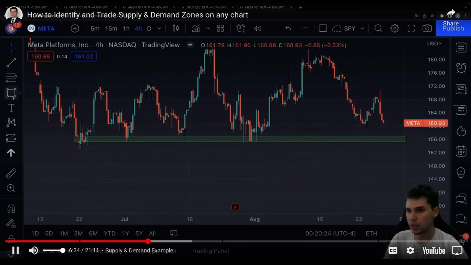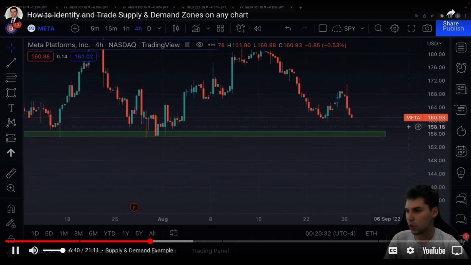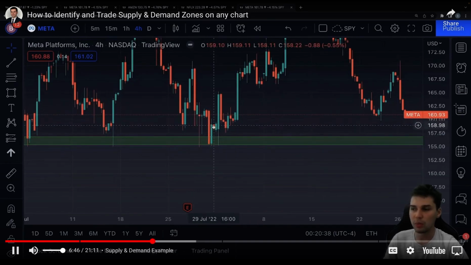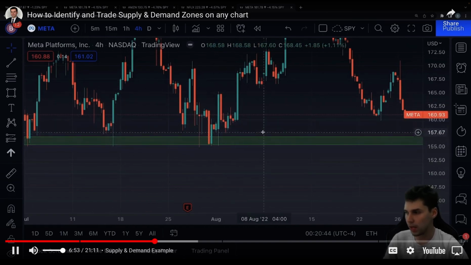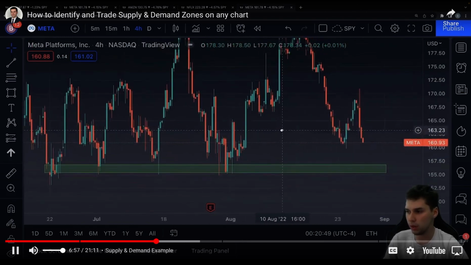The only sign of weakness that we've had so far was not the first, not the second, not the third, but this fourth touch. We ended up chopping around in the zone for a little bit longer. So if you were trading this fourth touch, you might have been a little concerned that it had already lost steam and might be breaking through. But even so, it's held. And that is how I would draw a demand zone here on Meta.